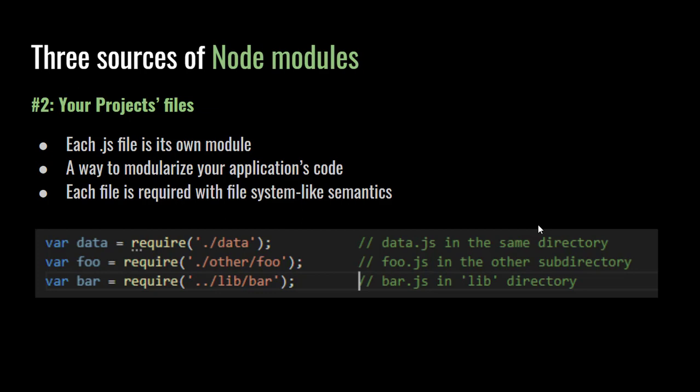Each file is required through the file system. You've got to make sure that when you're requiring, you are actually going into the right directory. That can cause some problems. It may say it can't find this project file because you don't have the path right.